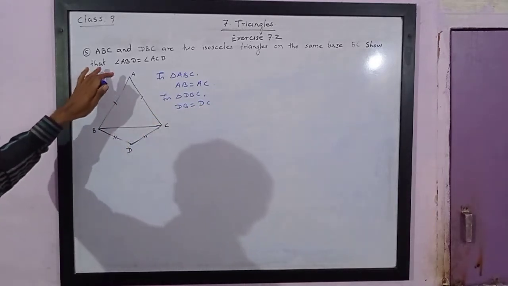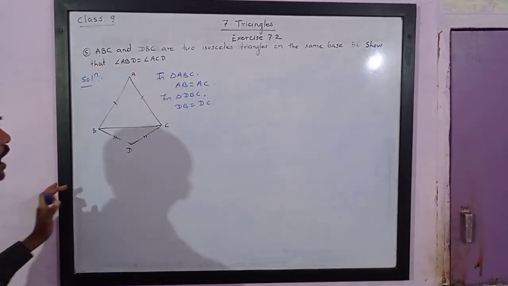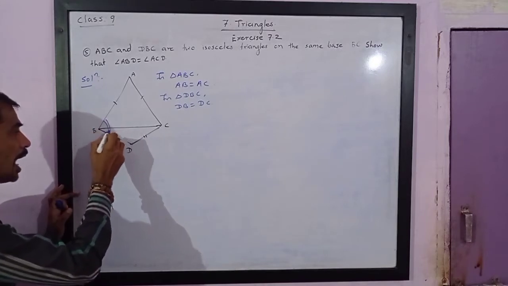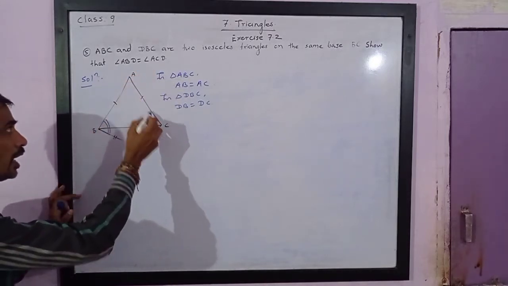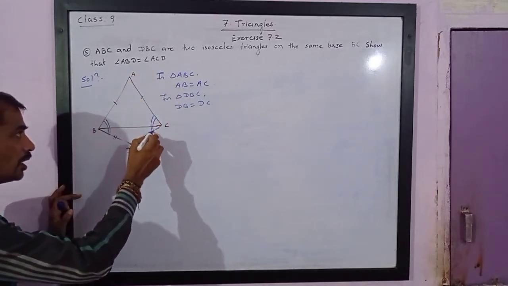Show that angle ABD is equal to, angle ABD is this angle. Angle ABD is equal to angle ACD. ACD is the total angle.